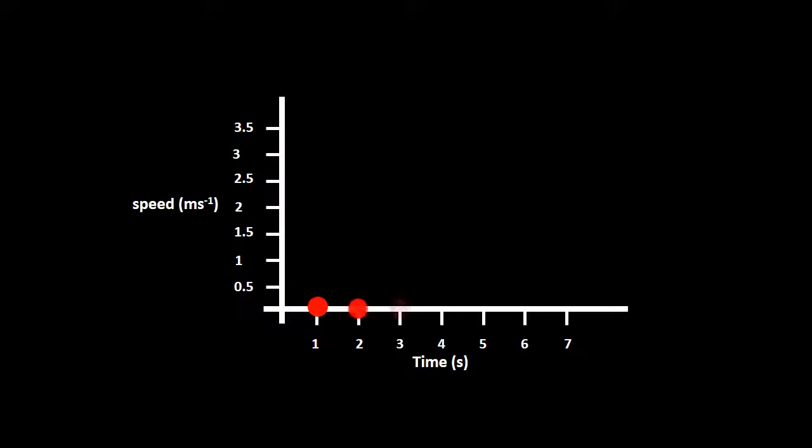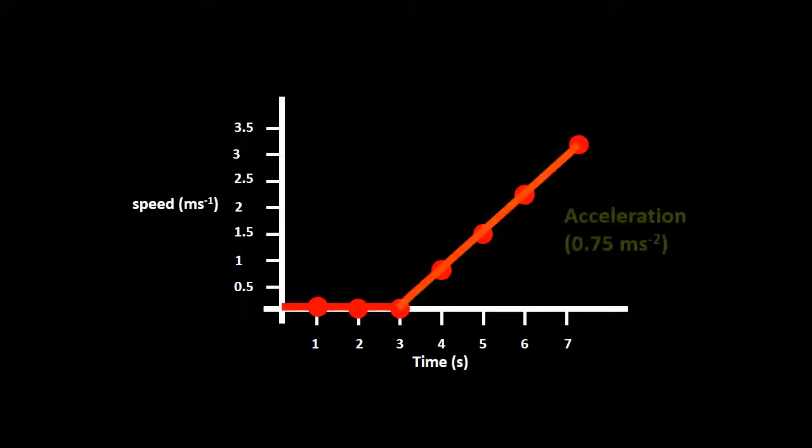If we do a speed time plot with the accelerating car, we can see that the acceleration is the gradient of the plot. If we let this car accelerate at the same rate for longer, we would see its speed steadily increase.